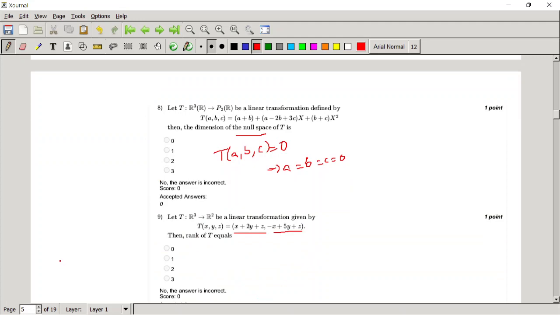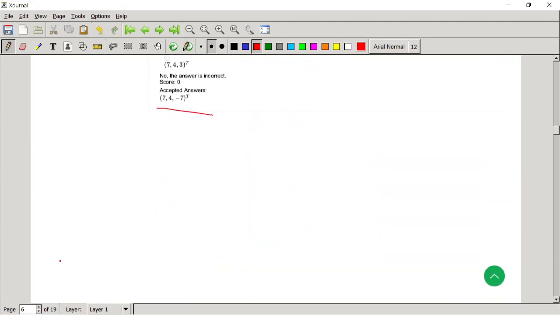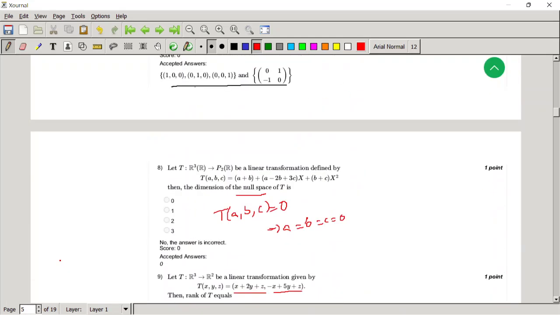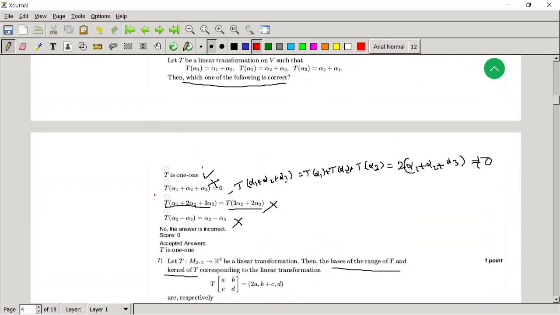That is how to solve the remaining problems. Lack of time, I could not solve this. Does anybody still have doubts in these problems?